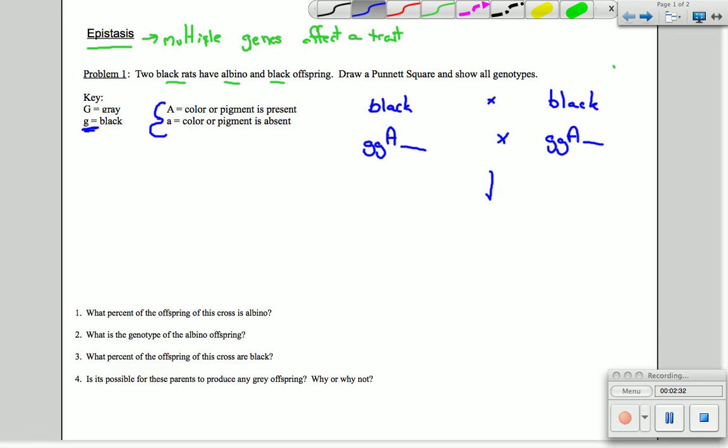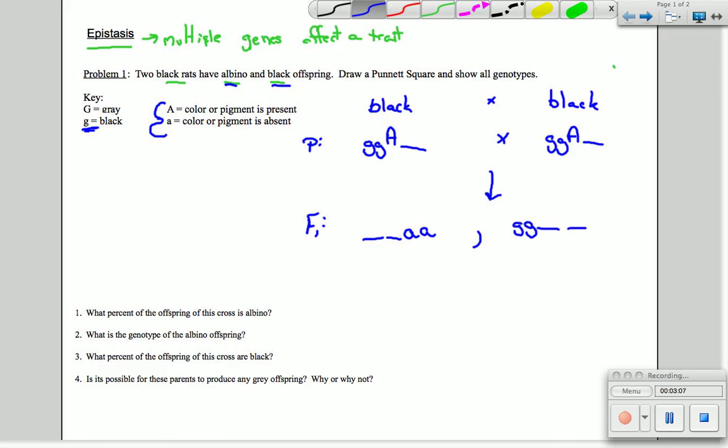Let's look at the kids. The offspring from this cross, so this is the parental generation, the F1 generation, I see that I have albino and black offspring. Some of my offspring are showing up as albino, which indicates little a, little a. Some of my offspring are black, indicating little g, little g. We need to fill in the missing alleles.